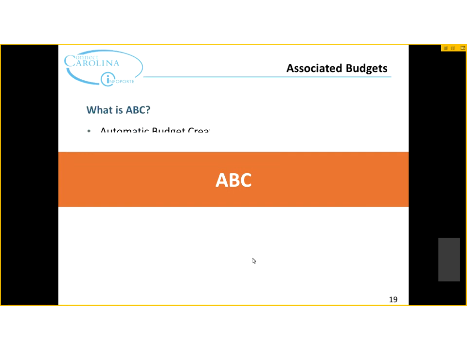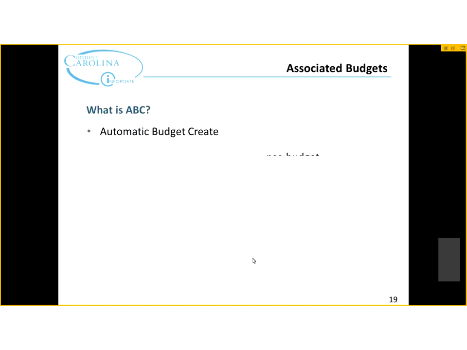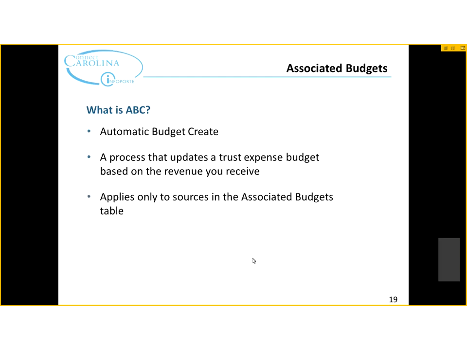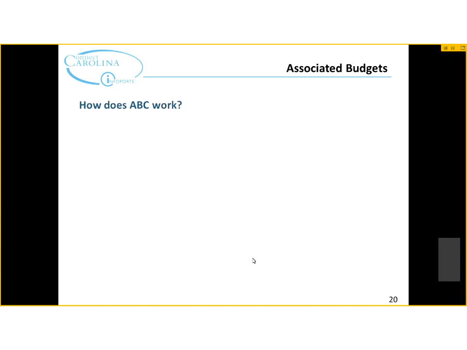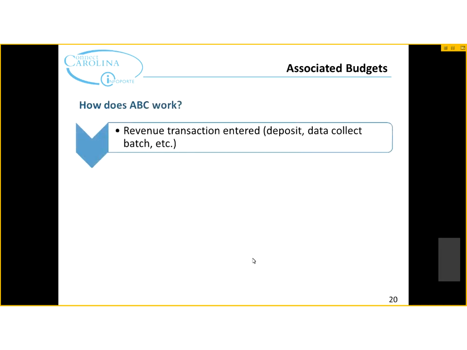Okay? All right. So let's talk about automatic budget create. That's what ABC stands for, automatic budget create. All right. This is a process that updates your trust expense budget based on the revenue you receive. So when that revenue comes in and it matches the line in the table, it will create expense budget for you. This only applies to those sources that are in the associated budgets table. All right, so here's how ABC works.